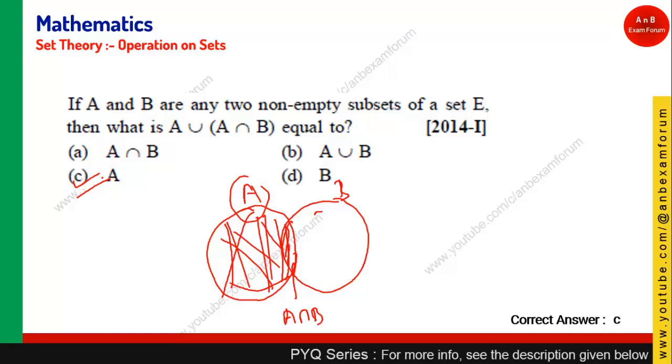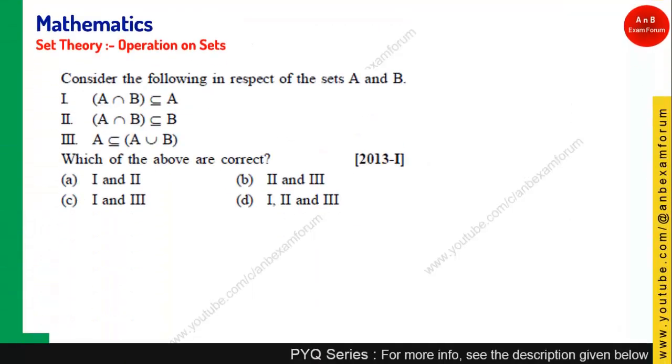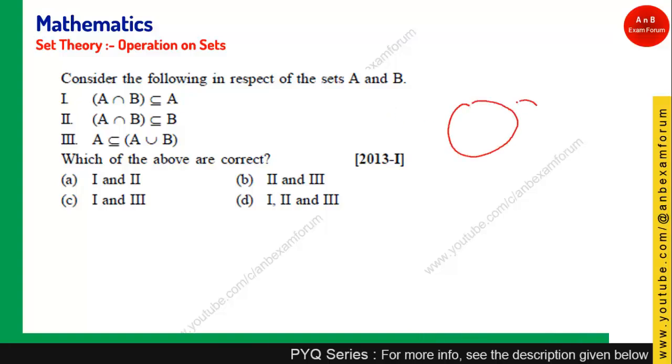Quickly moving to the next question. Let's see one by one. Again, it is related to intersection, so it is better to make a diagram so that you can get a clear understanding. So we have two sets A and B, and this represents A intersection B. A intersection B is a subset, or you can say a proper subset, of A.